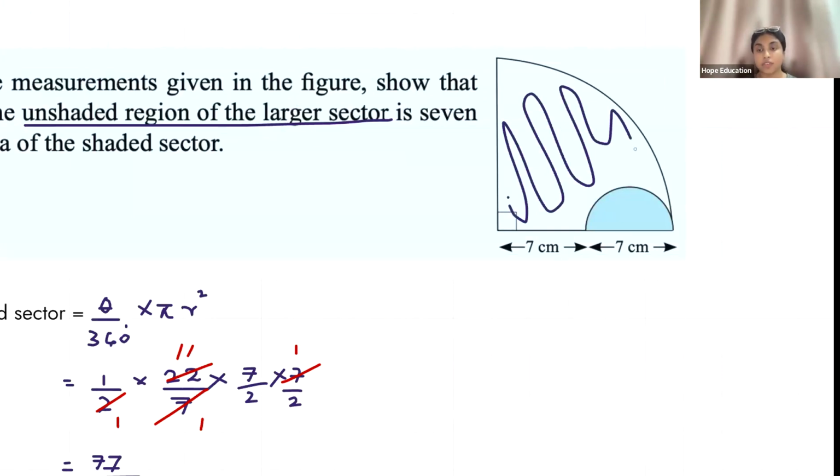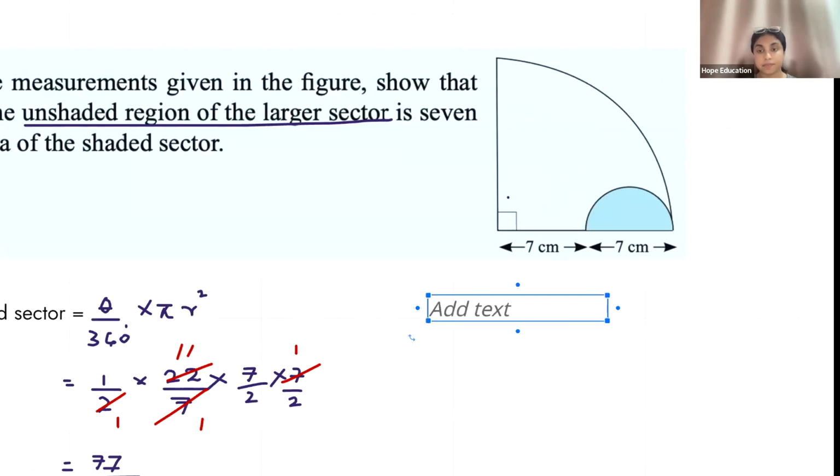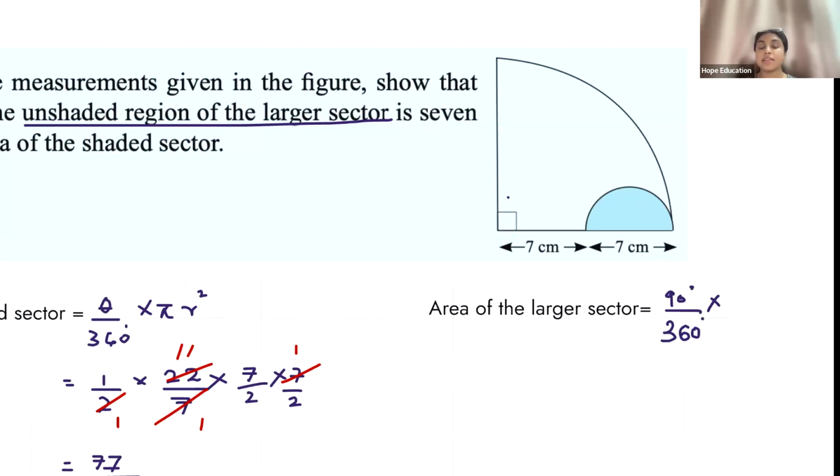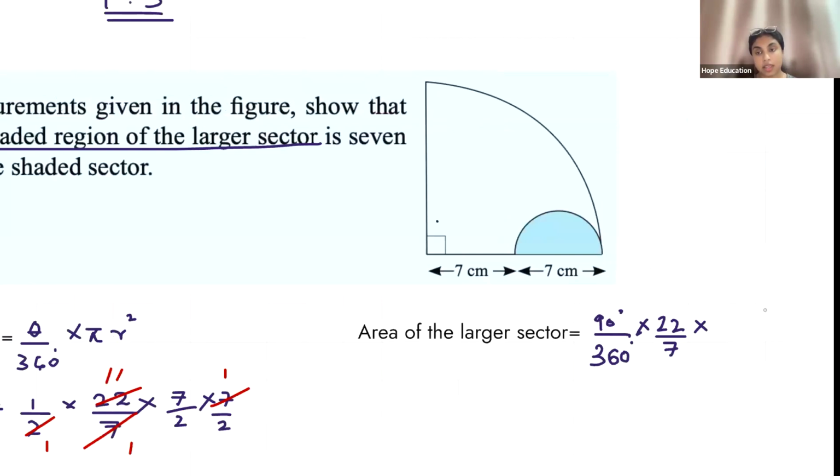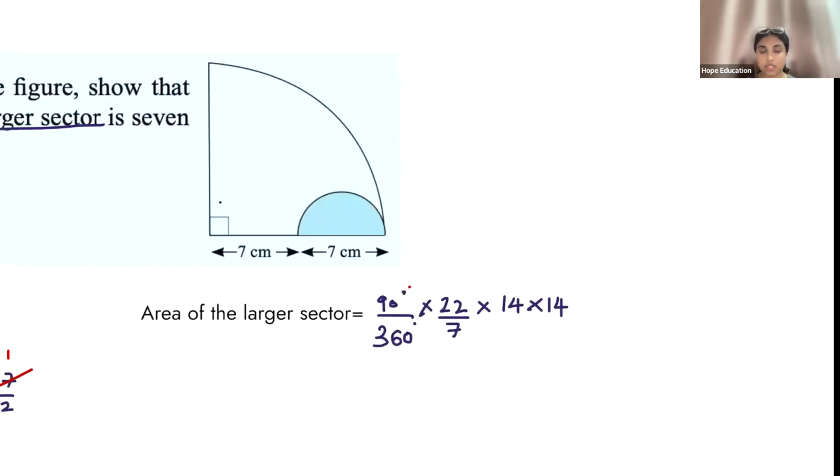It is 90 over 360 multiplied by 22 over 7. And if you take the larger sector, radius is 7 plus 7, which is 14. So 14. Let's simplify. 1, 4. Then 7 times 1 is 7, 7 times 2 is 14, 2 times 1 is 2, 2 times 2 is 4, 2 times 1 is 2, 2 times 7 is 14.